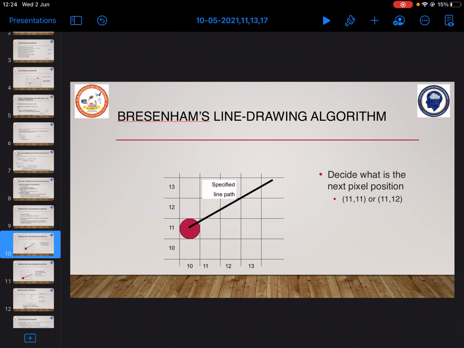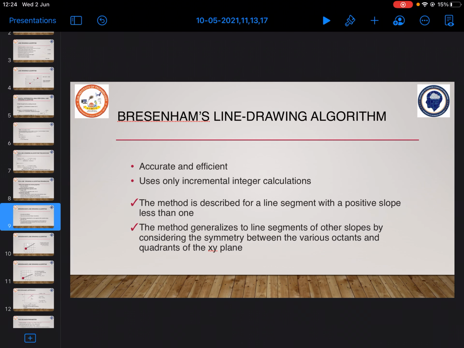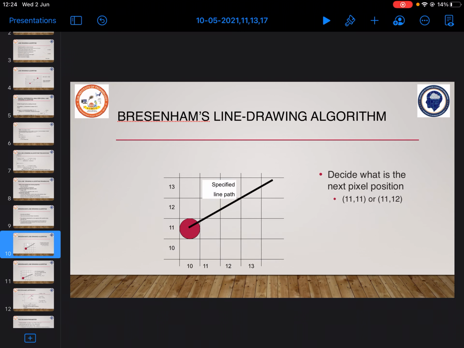The next line drawing algorithm is Bresenham's line drawing algorithm. Compared to the DDA, Bresenham's line drawing algorithm is accurate and efficient, and it uses only incremental integer calculations. The method is described for a line segment with a positive slope less than 1, and it generalizes to line segments of other slopes by considering the symmetry between the various octants and quadrants of the xy plane, as in the diagram you are seeing here.